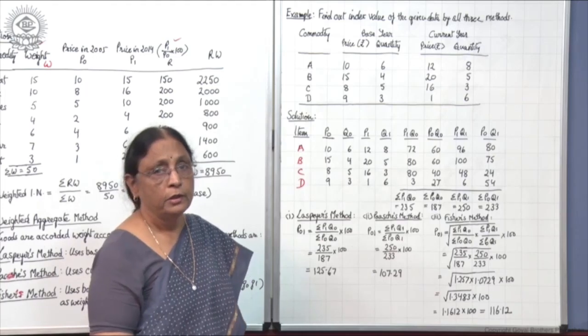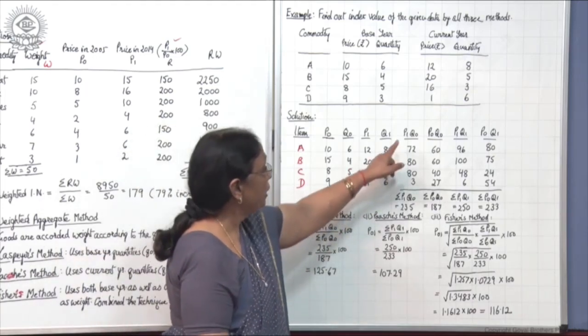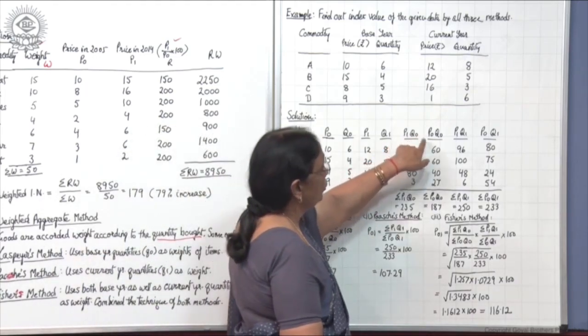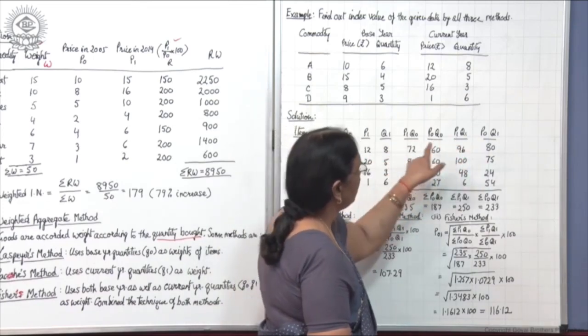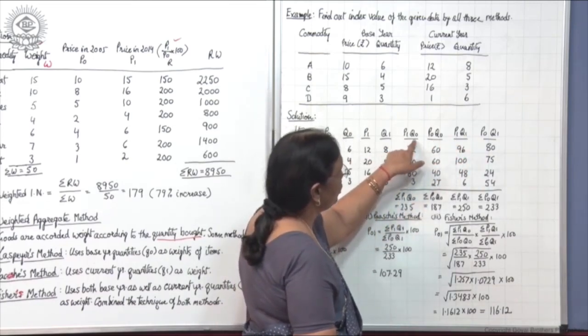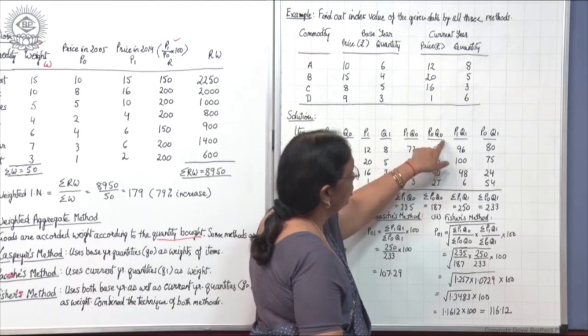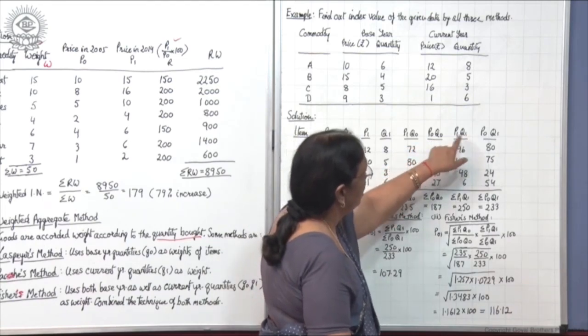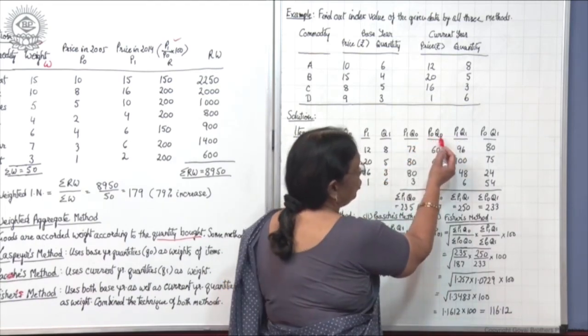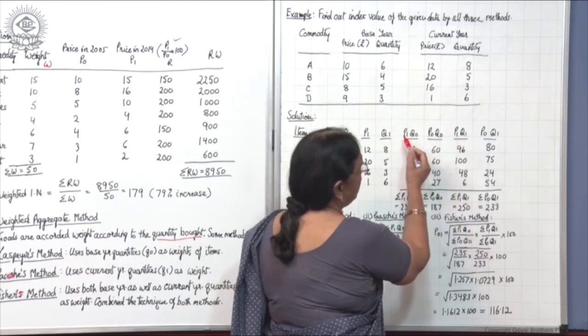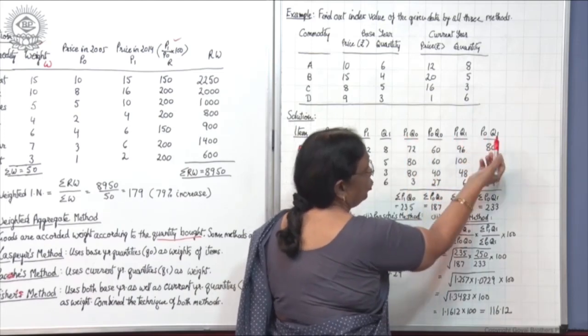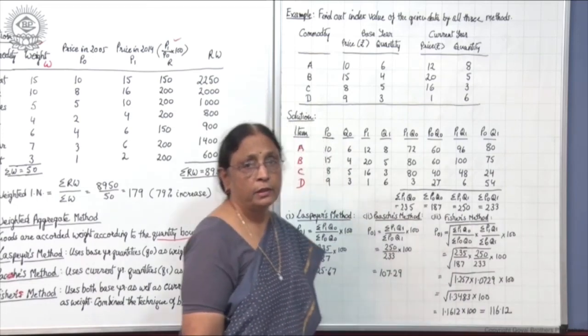Got it? So this way you will multiply. You have to learn which columns you are supposed to make here. First is P1 Q0, second is P0 Q0, this is P1 Q1. So remember, this is P0 Q0, this is P1 Q1, this is P1 Q0, this is P0 Q1. So very simple.